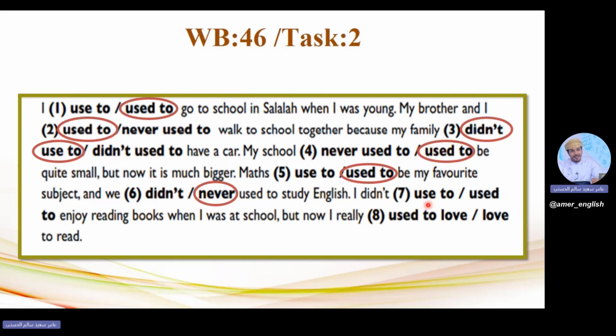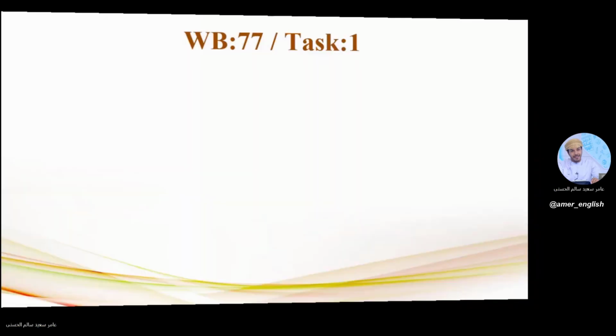I didn't used to enjoy reading books when I was at school. I didn't use because it is preceded by didn't. But now I really, now I'm talking about now. Can I say I used to love? No, of course, because I'm describing something happening now. I really love to read. Okay, so this is how we answer grammar questions, guys. Excellent. I'm so proud of you.